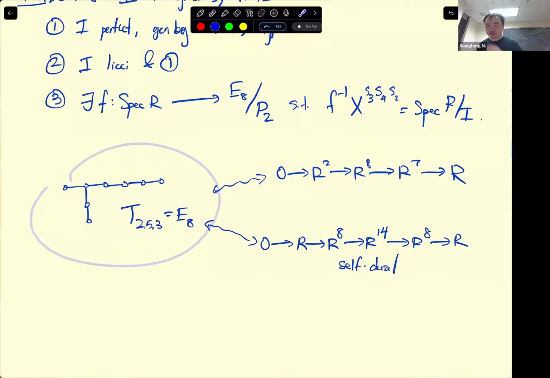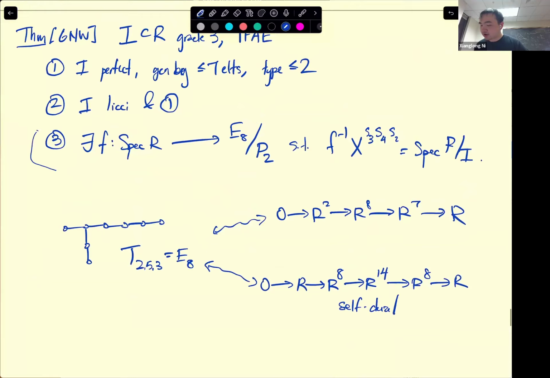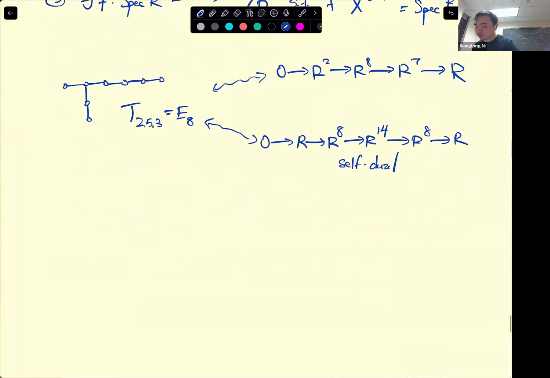So to explain how we actually arrived at the construction, let me expand a bit on this statement 3 here. What is actually meant by statement 3? And for this, I'm going to probably want a new page, so I'm going to go all the way down here. So let's say I look at spec R.